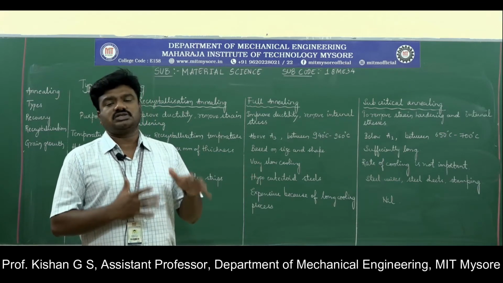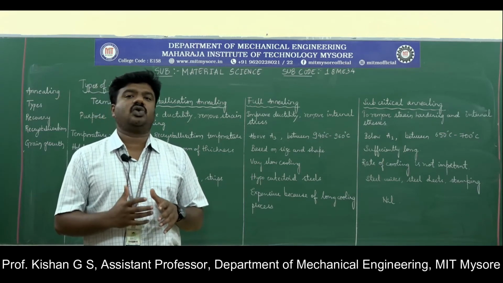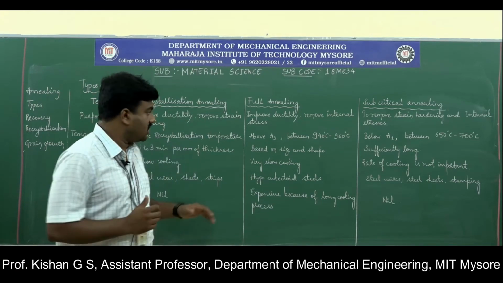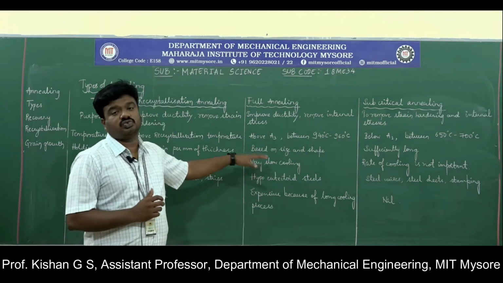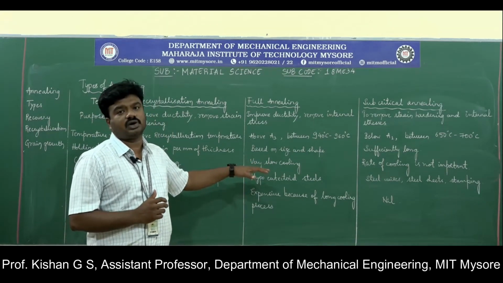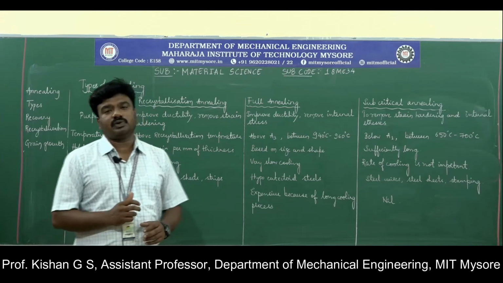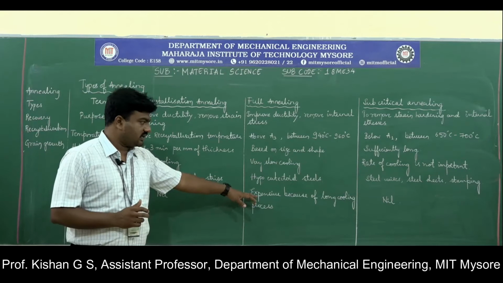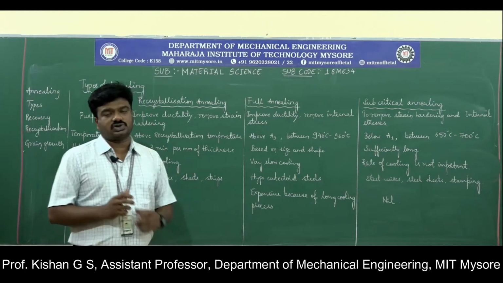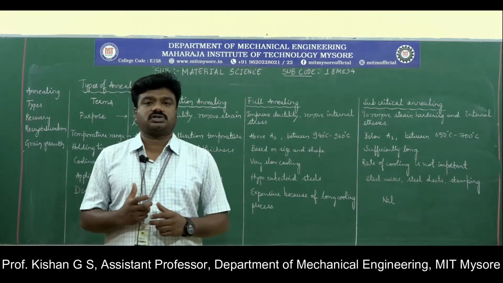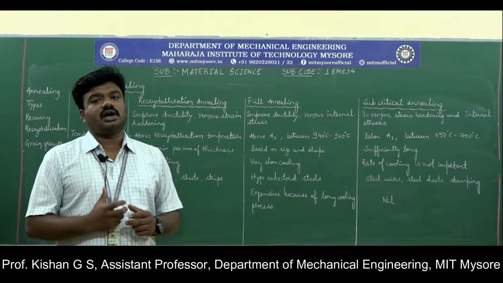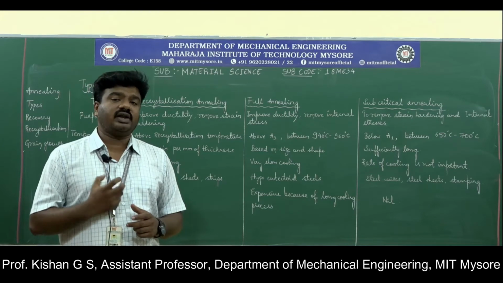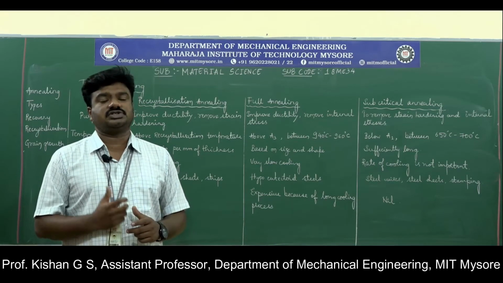Based on the size and shape, you keep the holding time more than that of the recrystallization annealing process. Next comes the major thing: a very slow cooling rate is used in the full annealing process. That leads to one of its disadvantages, so you can just note here: it is expensive because of the long cooling process. Since very slow cooling is used in full annealing, it becomes a very expensive process, and the cooling time is very long when compared to recrystallization annealing.